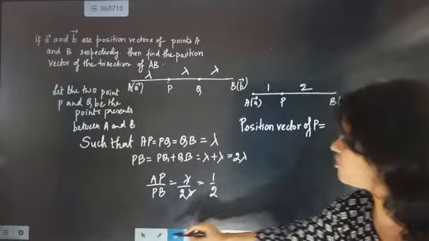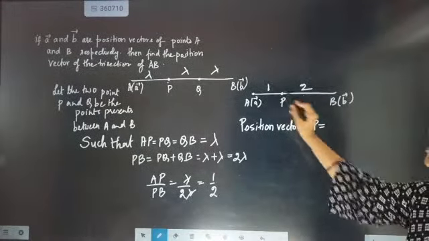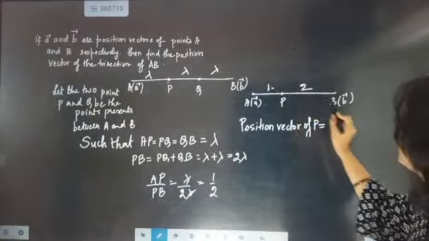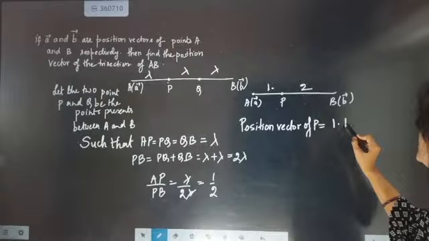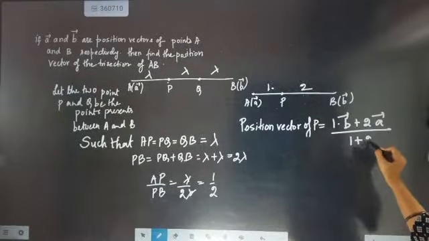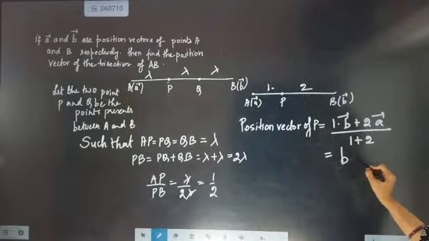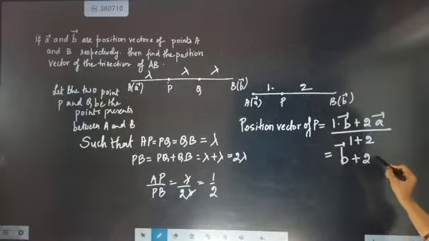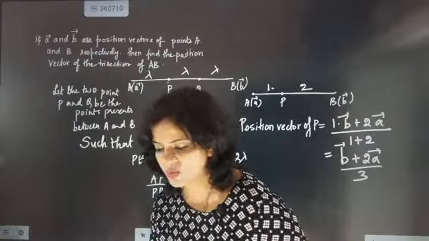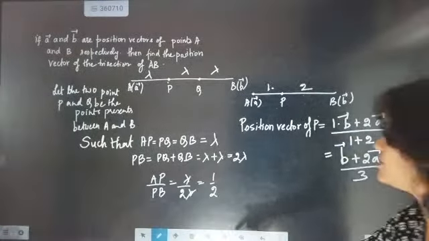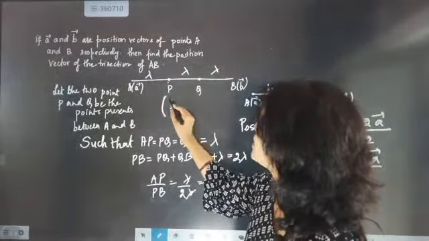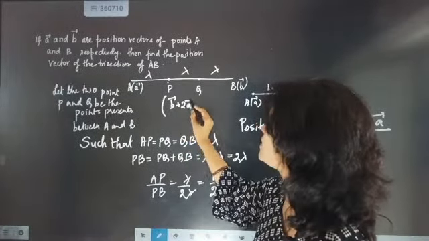So position vector of P is coming as, see, 1 will multiply with B vector. So once 1 will be multiplying with B vector, because this into this will come. So 1 into B vector plus 2 into A vector by 1 plus 2. So position vector of P is coming as B vector plus 2A vector by 3. Once we got B vector plus 2A vector by 3, now P position is coming as B vector plus 2A vector by 3.